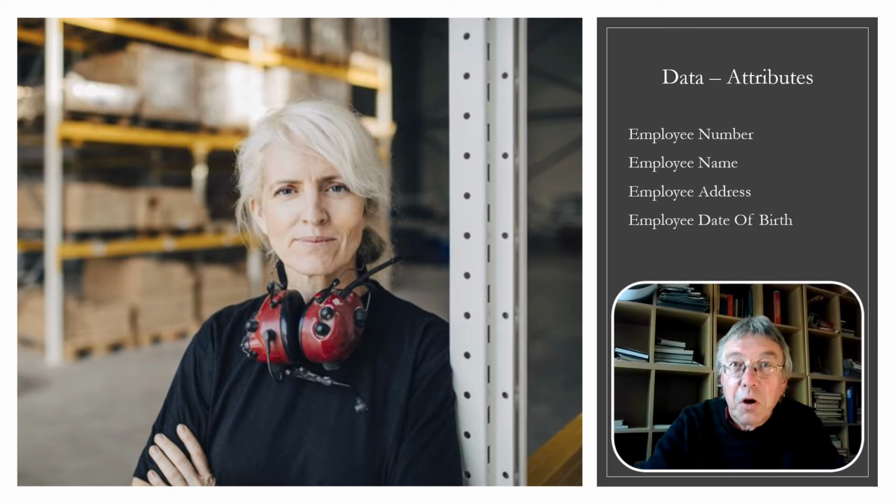Let's take one of those object classes, employee, and drill down to the next level of detail. What you need to analyse next is what data you need to hold about each object class. For example, as you can see here, for an employee, you may need to hold employee number, name, address, date of birth. Each of these is called an attribute of an employee.